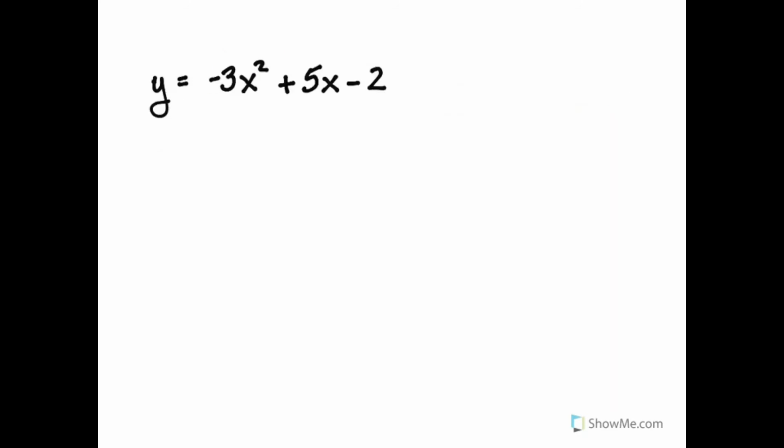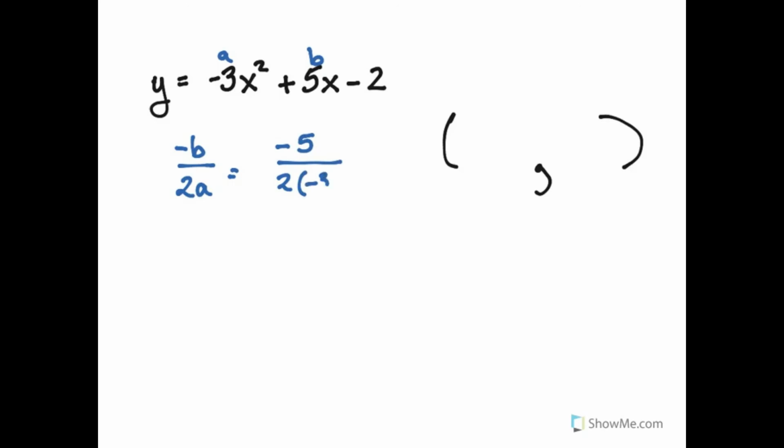Well, let's find the vertex of this parabola. Y equals negative 3x squared plus 5x minus 2. The x-coordinate is going to be given by minus b over 2a. b is 5 and a is negative 3. So negative 5 over 2 times negative 3 gives me negative 5 over negative 6, or positive 5/6.